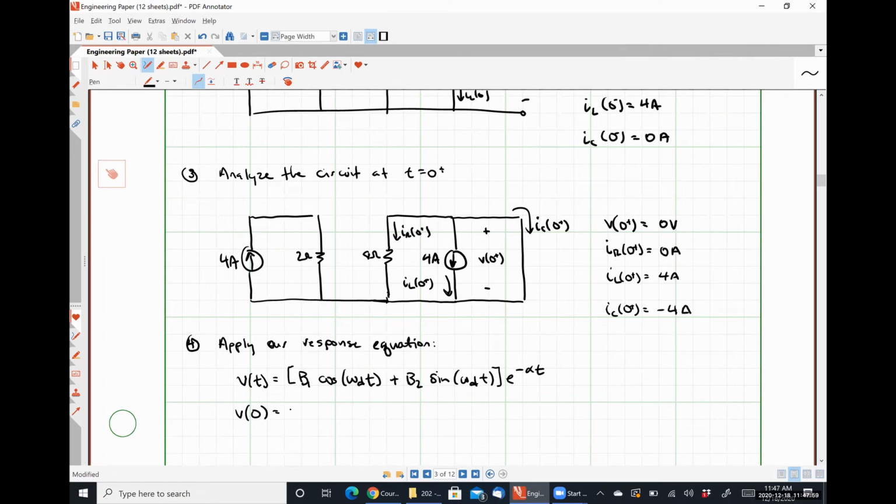So at t equal to 0, what is cosine omega d t? 1. So we're going to have B1 times 1 plus B2 times sine omega d t at t equal to 0, which is 0. So we have B1 times 1 plus B2 times 0, all of that multiplied by e to the minus 0. So what's e to the 0? 1. So that means that at t equal to 0, V naught is simply equal to our coefficient B1, which we know to be 0 volts.